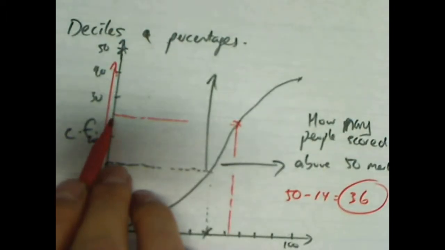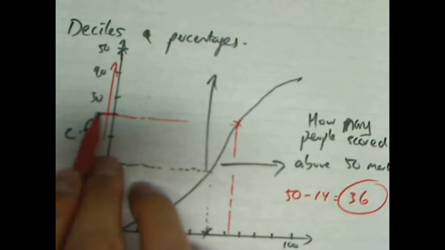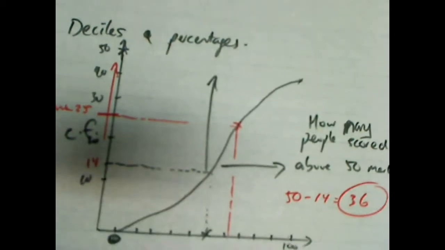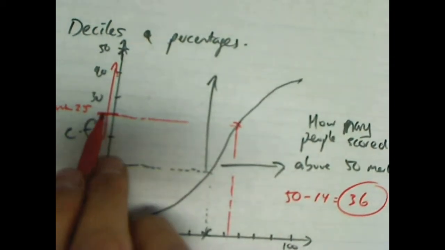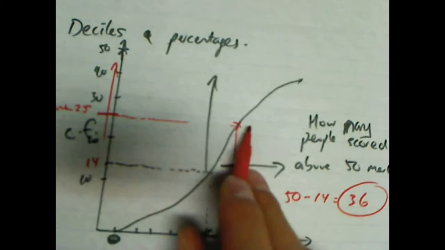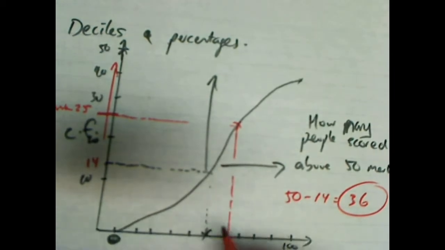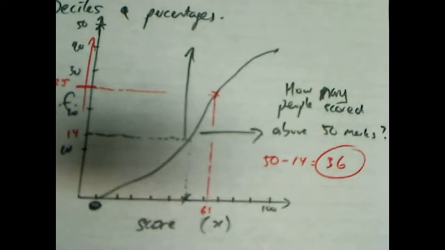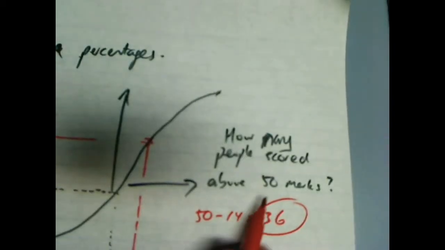Because halfway of all the people is 25. So he's ranked 25. These people who were ranked 25 got at least 61 marks and higher. So you need 61 and higher to be in the top 50%. You see that? Now, that's slightly different to how many people scored more than 50 marks.